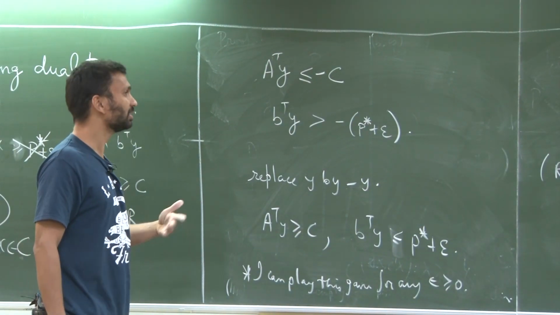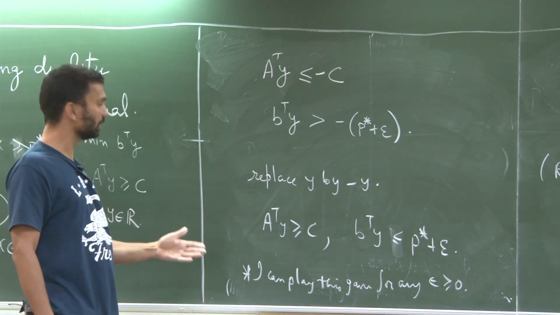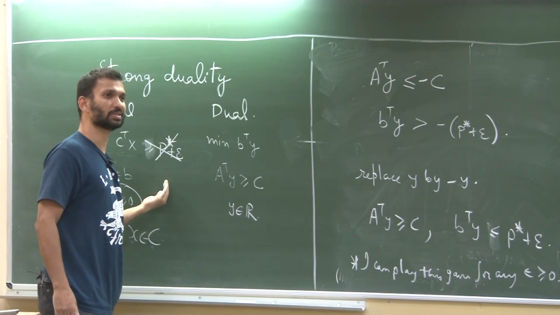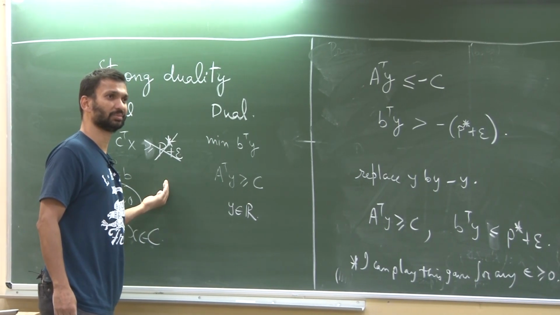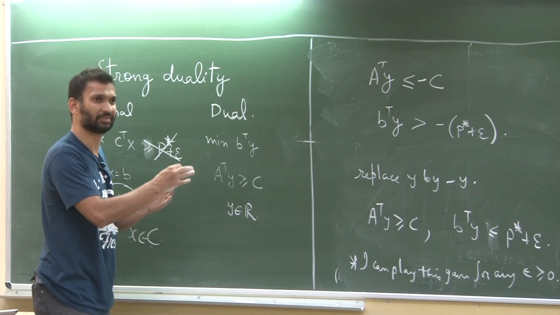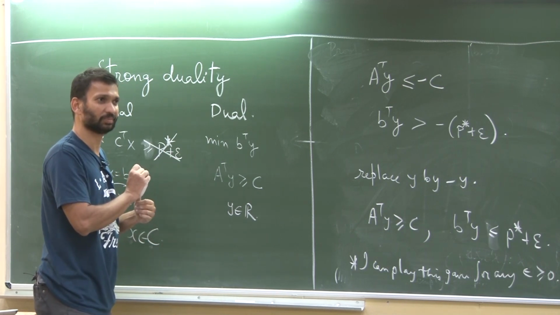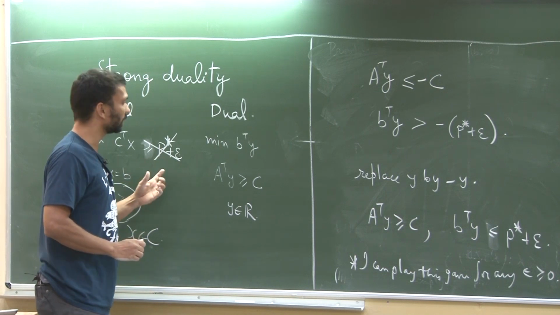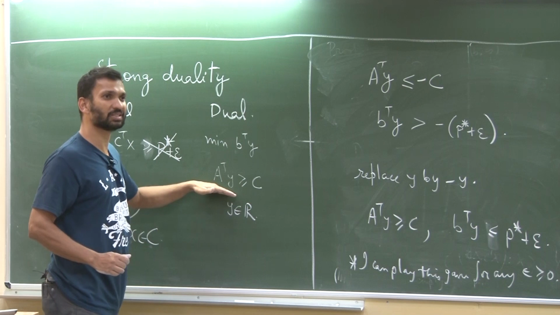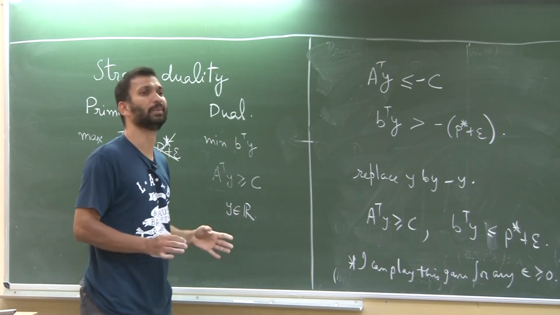And this has a nice interpretation, this has a nice ring to it. If you think about it, this is basically saying that your dual is a hyperplane separation in one more dimension. Okay? And this trick of using the objective function and putting it as a constraint, you will see in many, many cases.